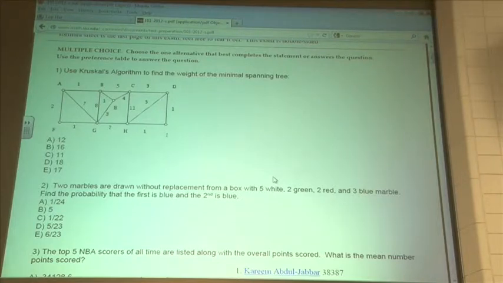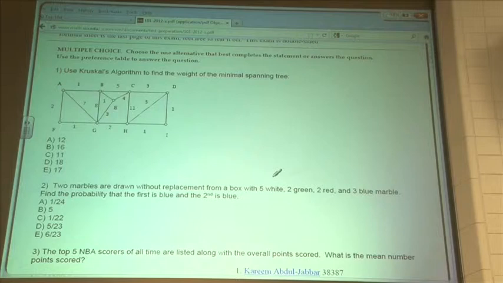Okay, Kruskal's algorithm. Find the weight of the minimal spanning tree. Okay, this goes all the way back to exam 1. All right, first thing we need to do, if we're going to find the minimal spanning tree, we need to list all of our weights in order from smallest to largest, because we want the minimal. So we've got a bunch of ones. 1, 2, 3, 4, 5 ones.